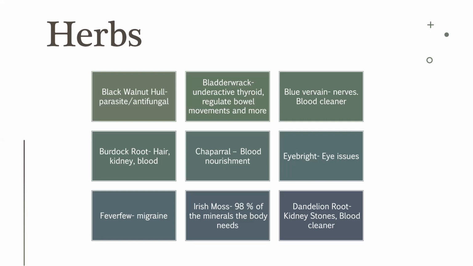Burdock root is a kidney and blood cleaner, also great for your hair. Chaparral, blood nourishment. Some people have seen really good success with it with arthritis. You do have to be careful with chaparral because you can't have it in high quantities because it can be a little rough on your liver. Also, eyebright, great for eye issues. Feverfew for migraines. Irish moss, 98% of the minerals your body needs.